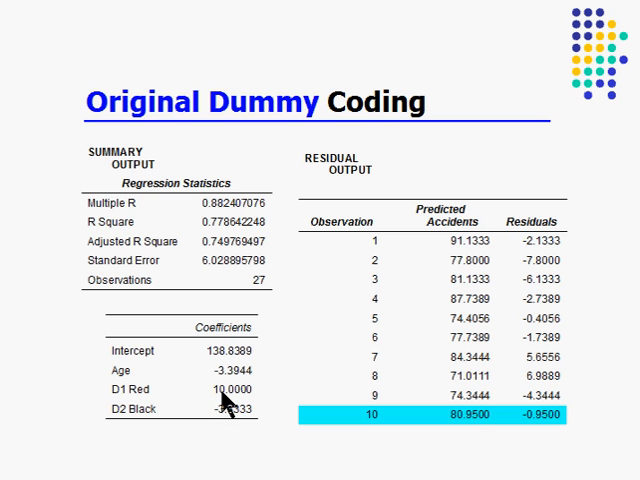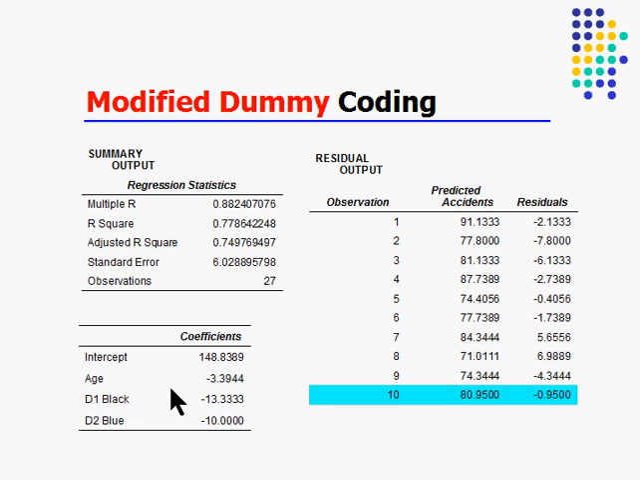For red cars, we expect 10 more accidents. For black cars, compared to blue, we expect 3.3 fewer accidents. So in observation number 10, we predict 80.95 accidents. Well, what about coding it the other way? Well, now we've left out red. So compared to red cars, black have 13.3 fewer accidents, and blues have 10 fewer accidents. Sounds like red is the sportiest car that has the most accidents. Could be the drivers that choose red cars, but who knows.